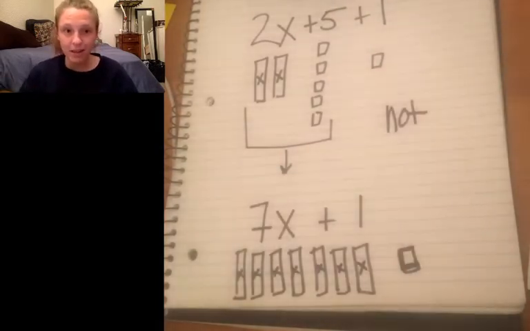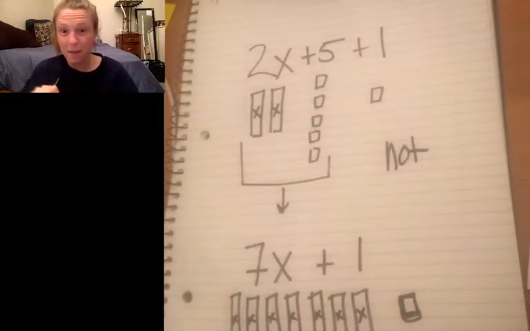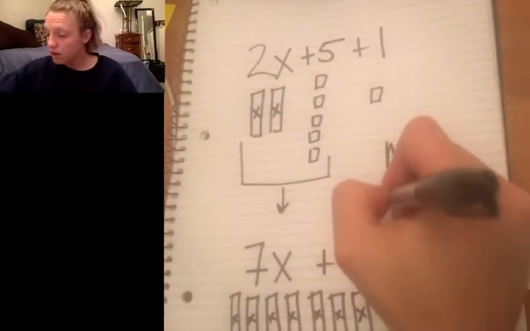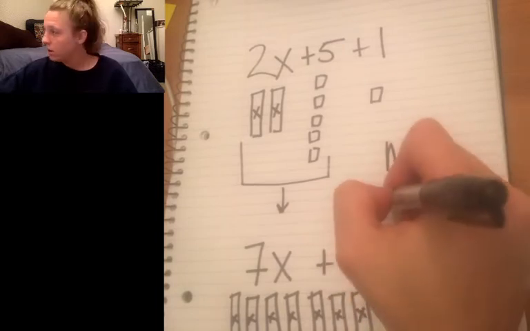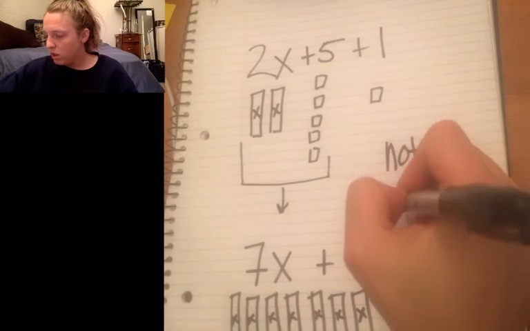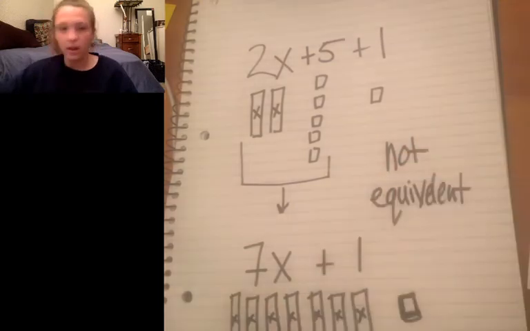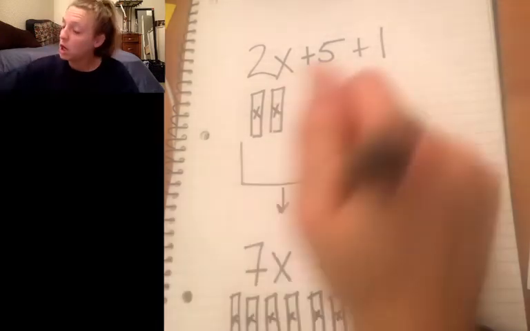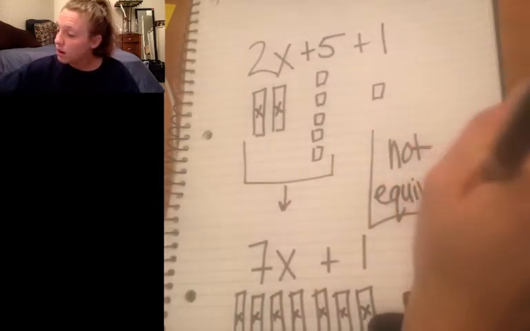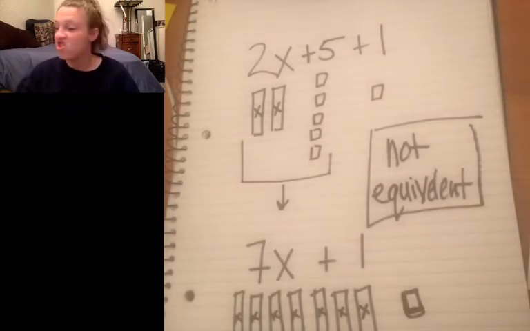I don't have place to write down that full sentence because I wrote this lower down on the page than I meant to. So I'm just going to write not equivalent. This is not how this works.